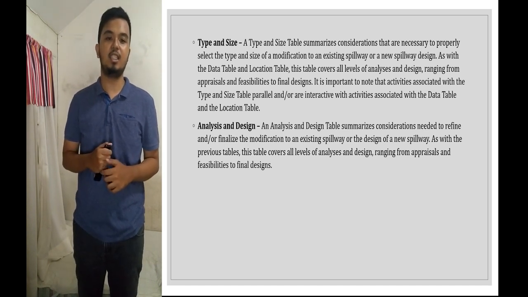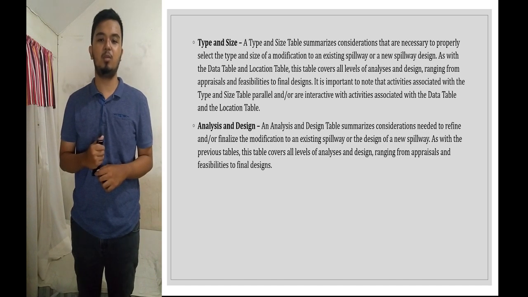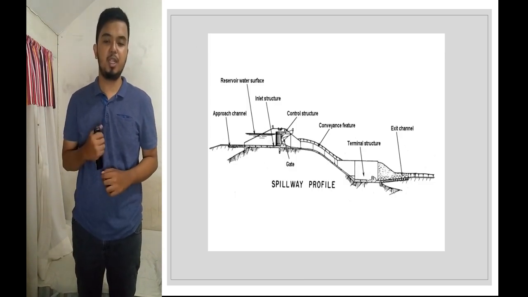Next is the analysis and design. An analysis and design table summarizes considerations needed to refine and/or finalize the modification to an existing spillway or the design of a new spillway. As with the previous tables, this table covers all of the analysis and design, ranging from appraisals and feasibilities to final designs. So this is the spillway profile.